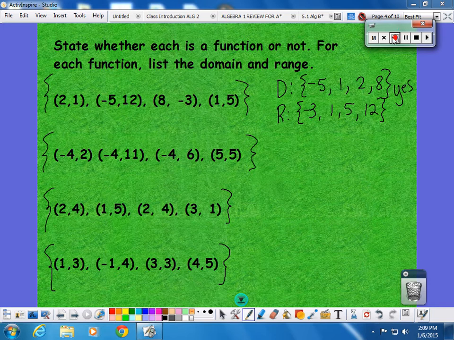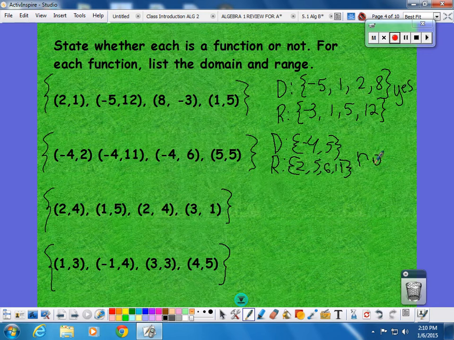All right, the first one is Andy. Why is that not a function? There's more than one of the same things. Right, negative 4 occurs 3 times, doesn't it? All right, next.